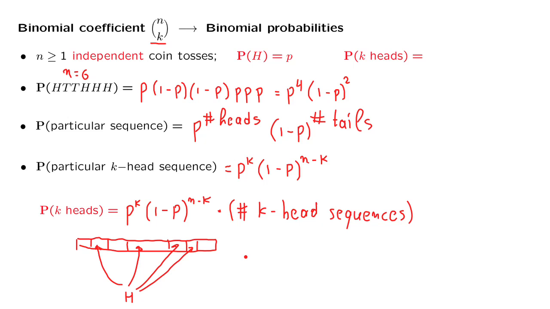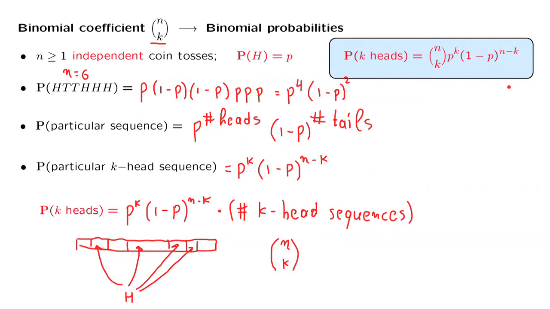So, what's the number of k-head sequences? Well, it's the same as the number of ways that you can choose k slots out of the n slots, which is our binomial coefficient, n choose k. Therefore, the answer to our problem is this expression here times n choose k, which is shown up here.